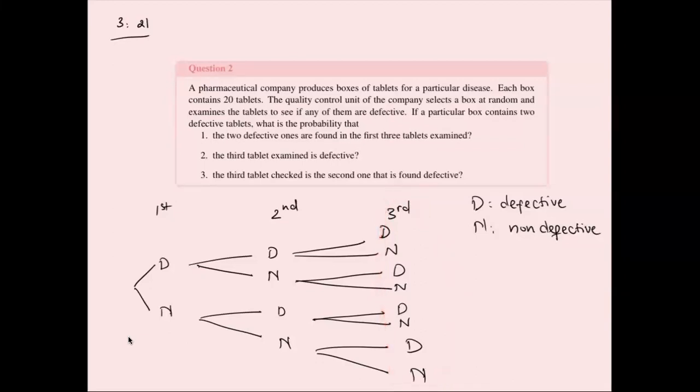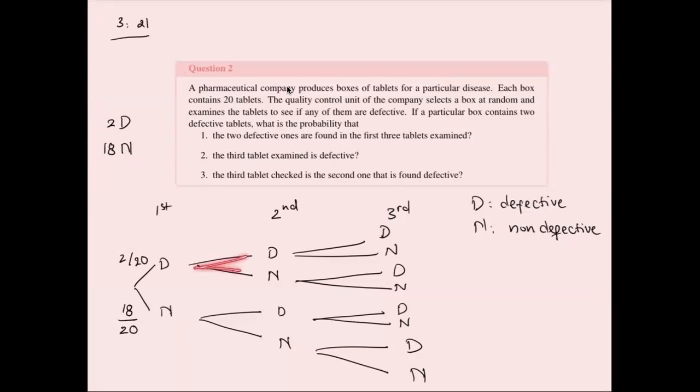We start with each box containing 20 tablets, and we have a particular box containing 2 defective, which means it would have 18 non-defective. N standing for non-defective and D standing for defective. Initially, this is what we got. And we are interested in the probability that the first tablet is defective or not. We have 2 defective and we have 20 tablets. So the probability that a tablet is defective is 2 over 20. And for non-defective is 18 over 20.